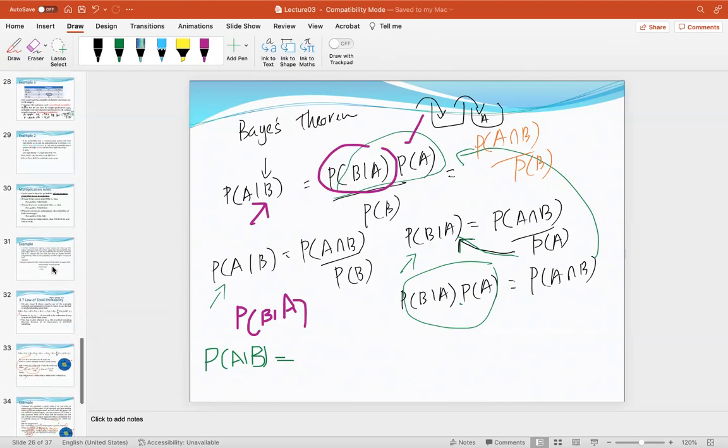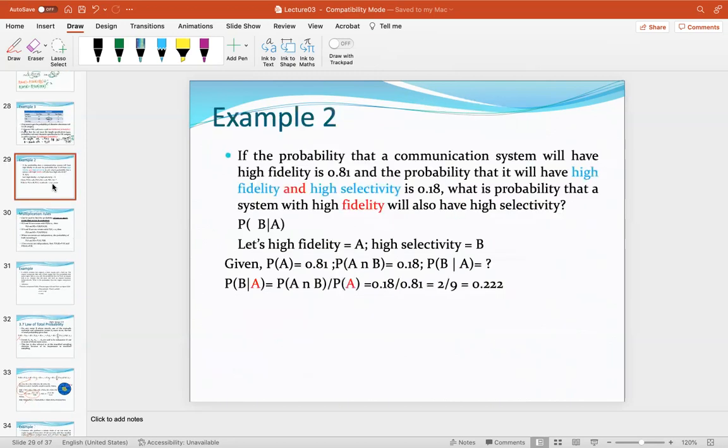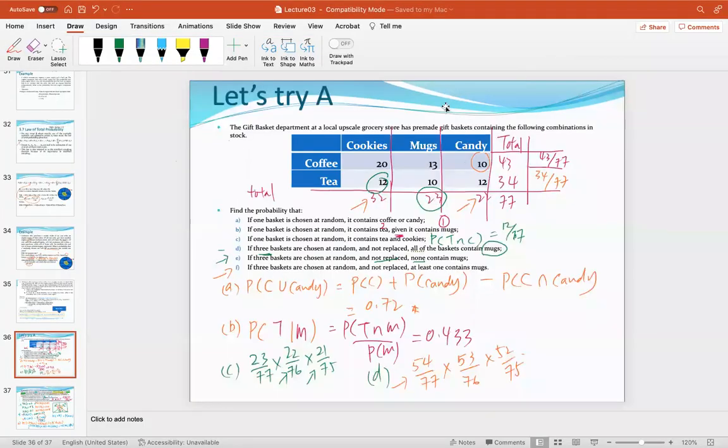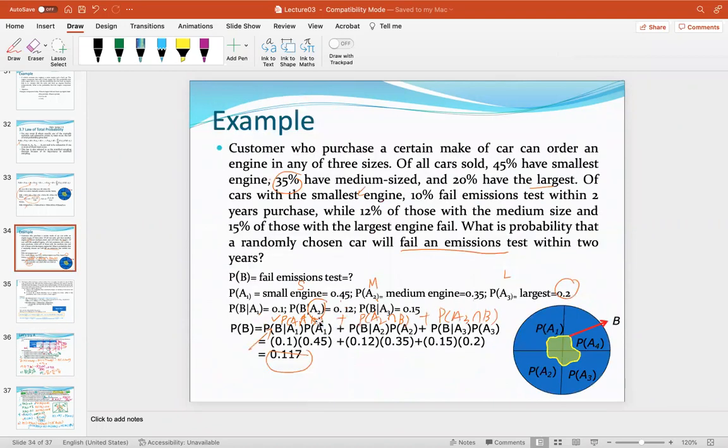Okay, so next, let's look at the tutorial question. I think we discussed this one before, but we can check again together. The customer who purchased a certain make of car can order an engine in any of 3 sizes. Of all cars sold, 45% have a small engine, the medium engine is 0.35, and the large is 0.2. So they are all the engines.